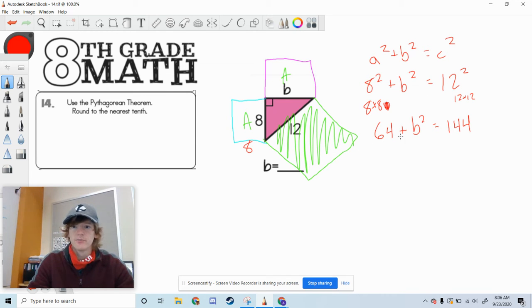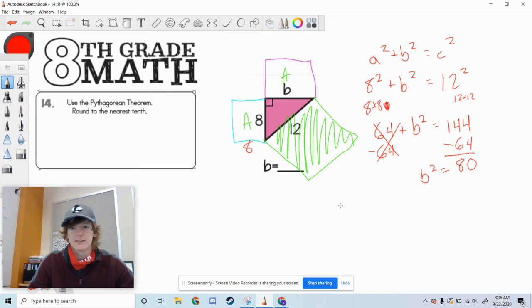So we need to now subtract this. We got to get rid of this 64 so we get b closer to by itself anyway. So minus 64. 64 minus 64 cancels it off. Minus 64. 4 minus 4 is 0. 14 minus 6 is 8. So I know that b squared equals 80.